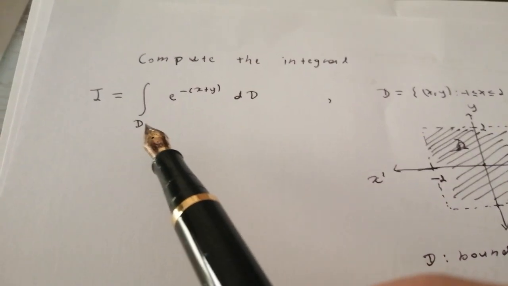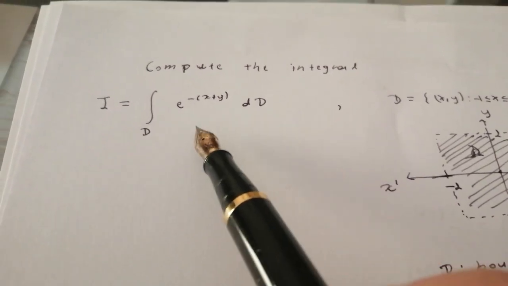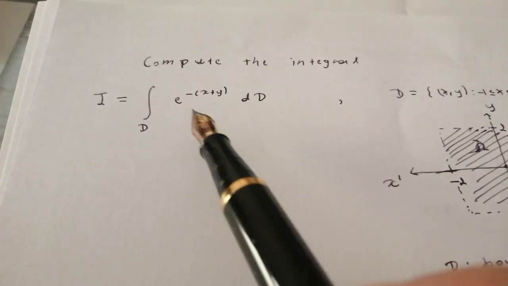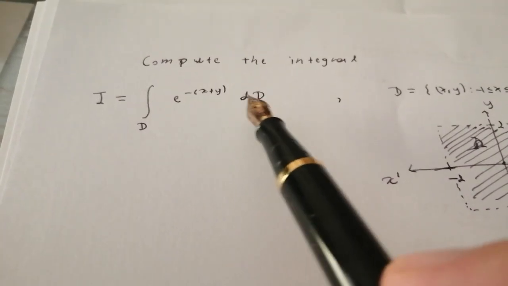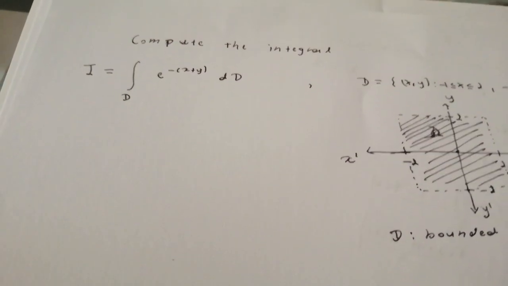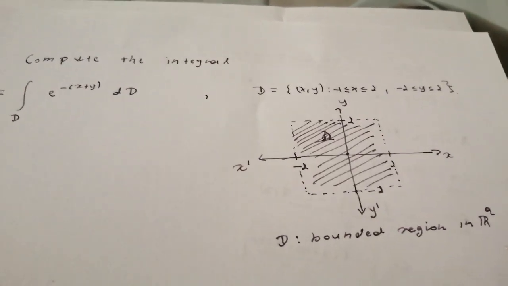We would like to compute this integral over the region D of the two-variable function e to the minus (x plus y), where D is this region. It's a bounded region in R2.